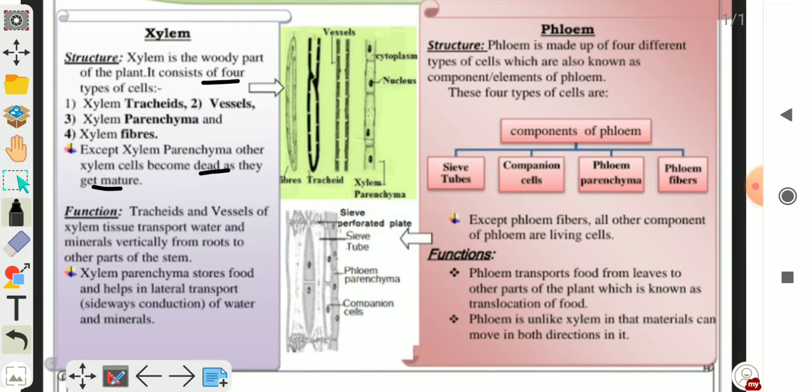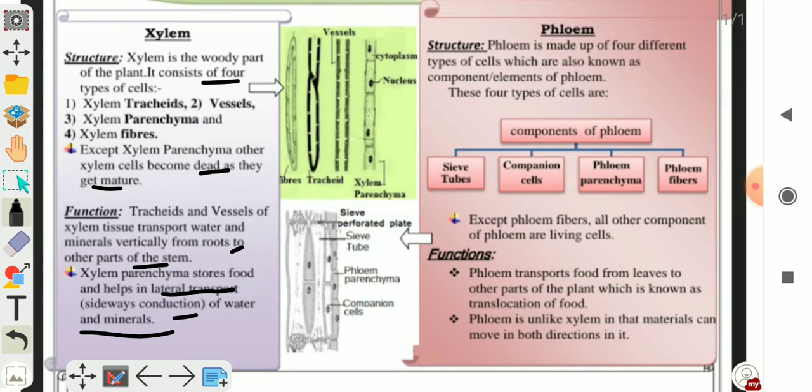What is the function of xylem tissue? Tracheids and vessels of the xylem tissue transport water and mineral vertically from root to other parts of the plant. And xylem parenchyma stores food and helps in lateral transport. What do you mean by lateral transport? Lateral transport means sideways conduction of water and mineral. So these are the two functions of xylem.